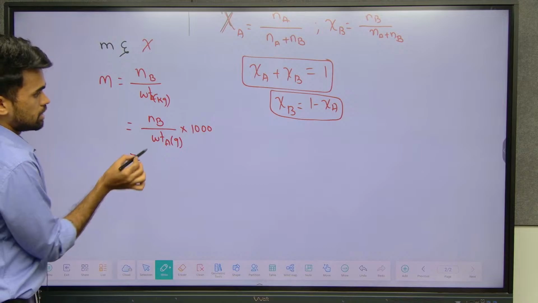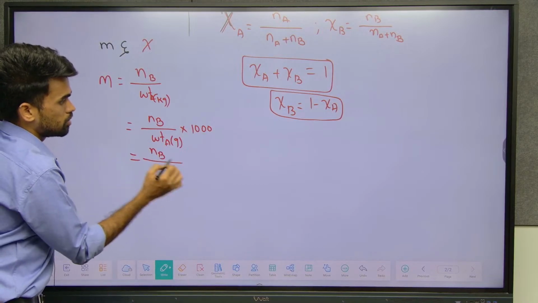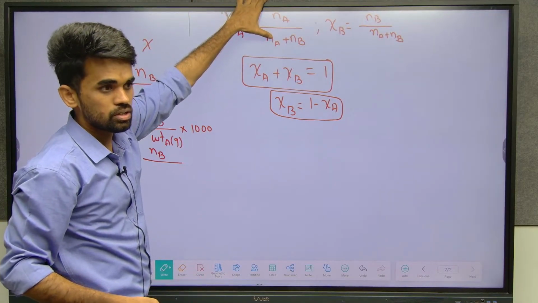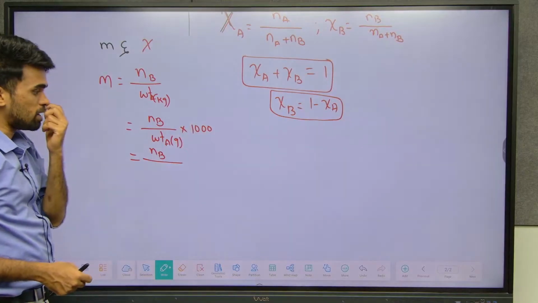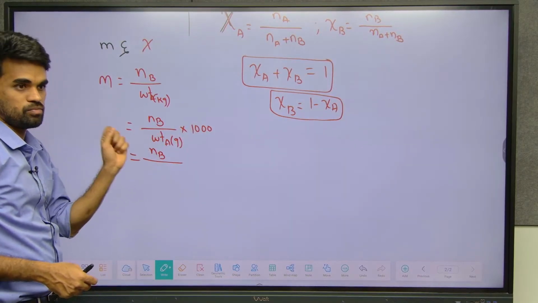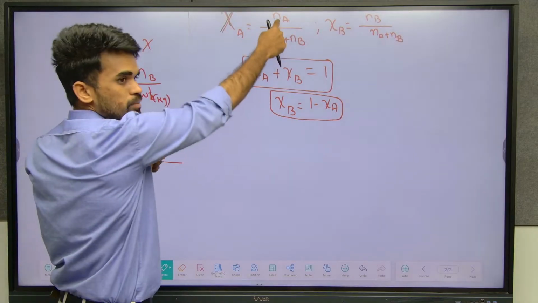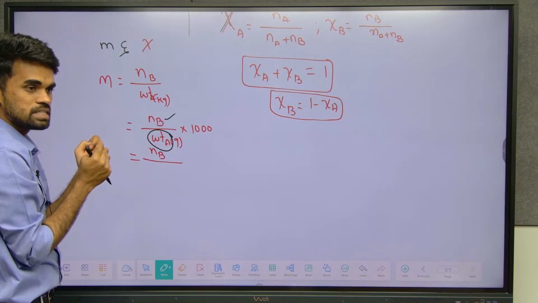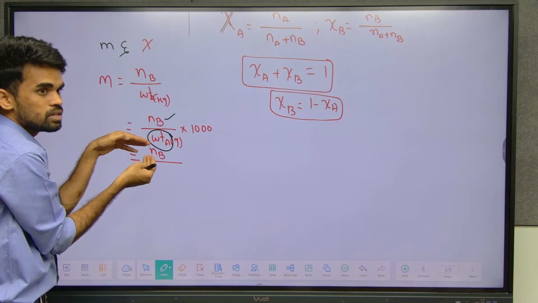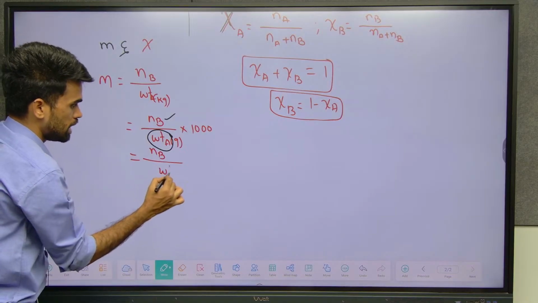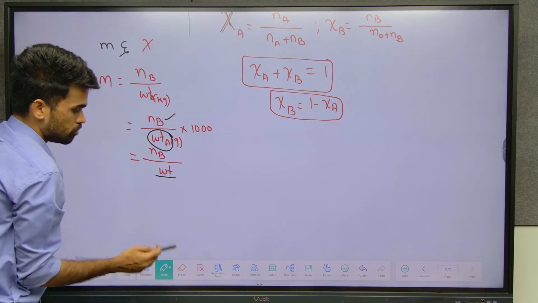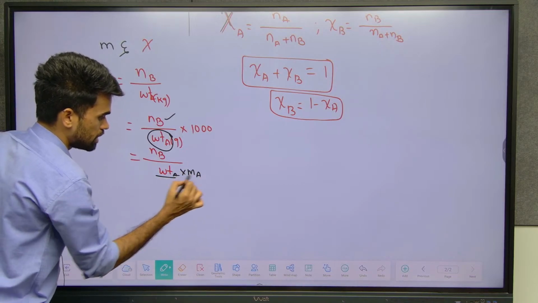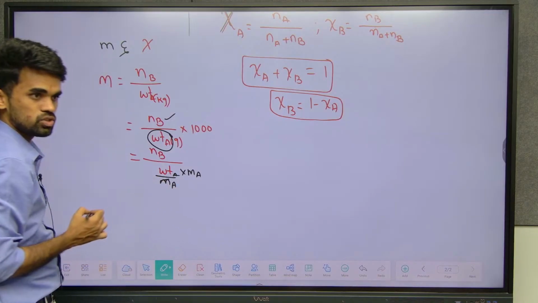Just see here, the number of moles is fine. In the mole fraction formula, the numerator is the number of moles and the denominator is also the number of moles, right? So now I should convert this into the number of moles, because both should be number of moles only. The numerator is fine, but what about the denominator? Only weight is there. If I divide weight by molar mass, it also becomes moles. So with what term am I dividing here? Molar mass. See, I am multiplying with the molar mass of A and dividing with the molar mass. Do you have any issue with this?